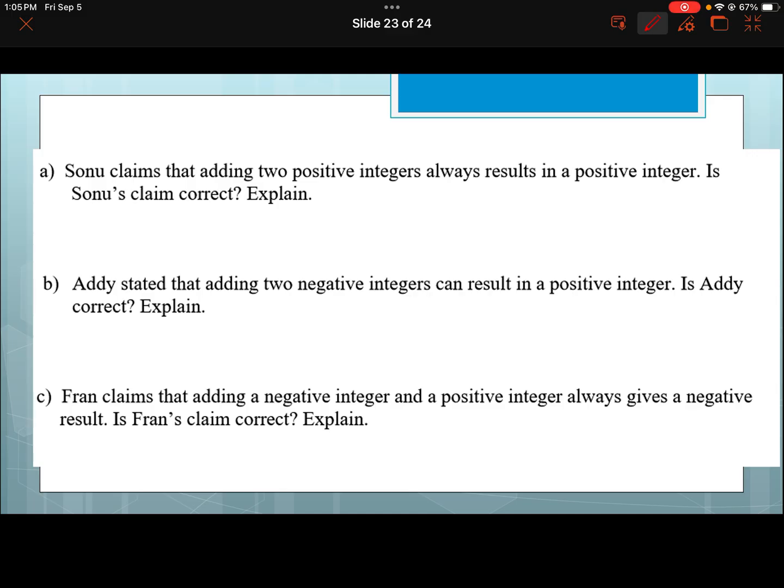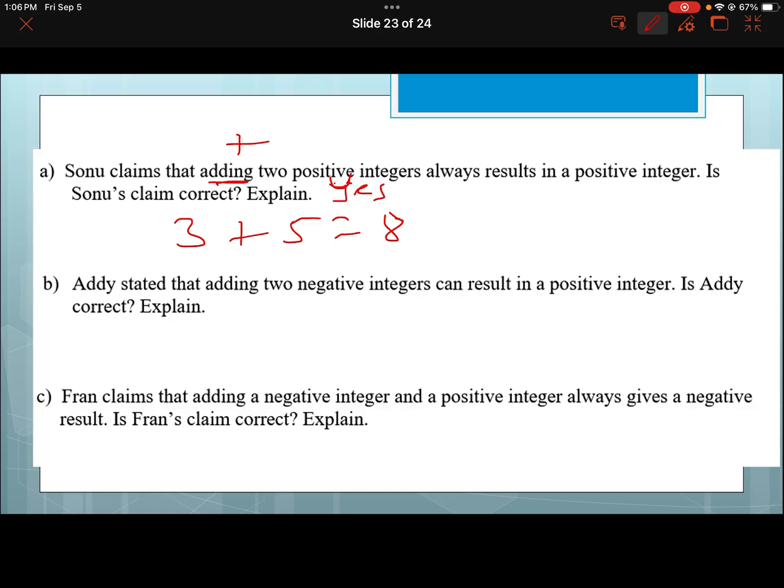Okay, so Sonu claims that adding two positive integers always results in a positive integer. Is Sonu correct? If I have 3, that's a positive integer, and I add 5, that gets me 8. Will that always be the case? Well, yes, of course it will. The reason is that if I'm starting positive and I add another positive, it can only go up, so it has to be positive still, doesn't it?